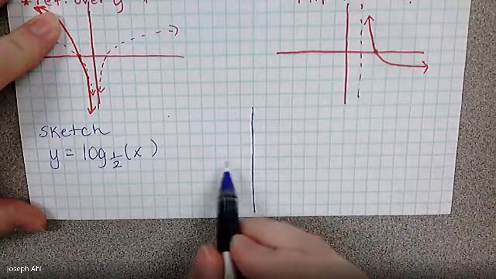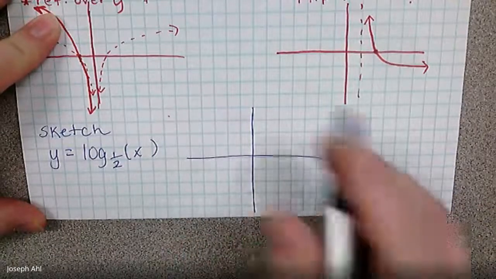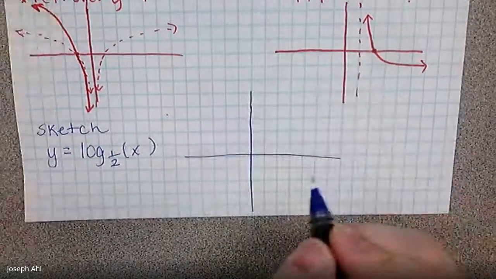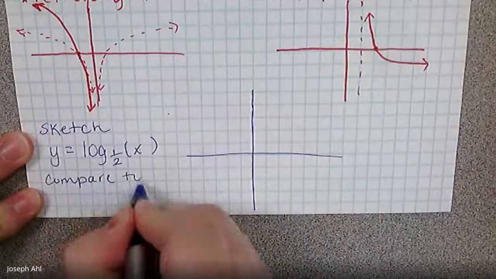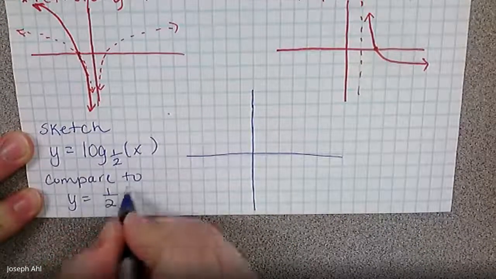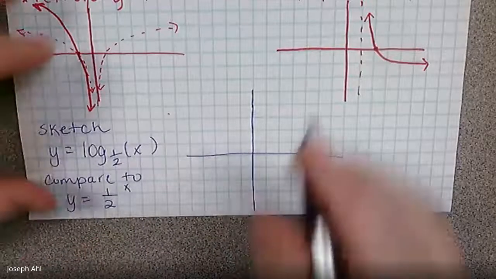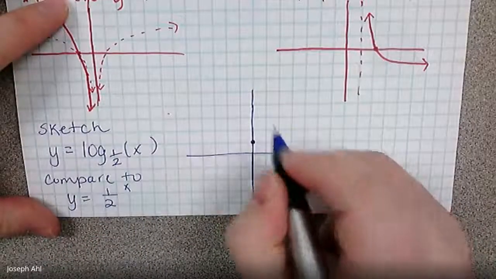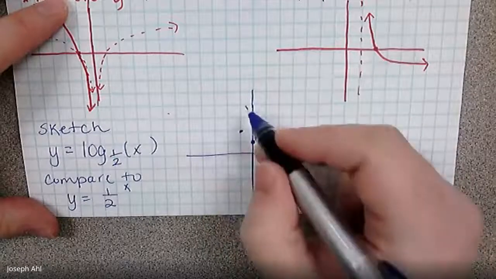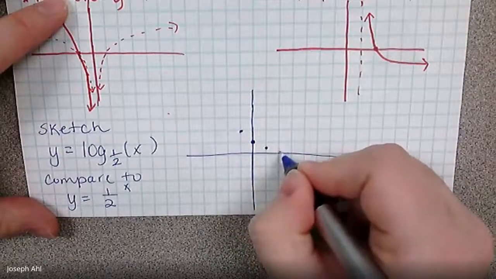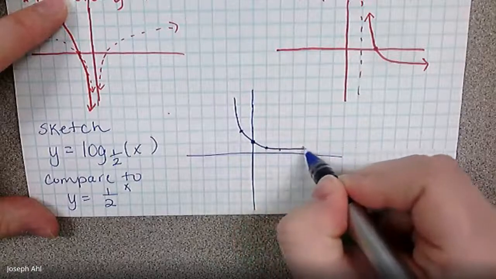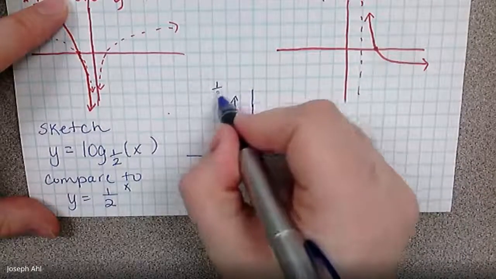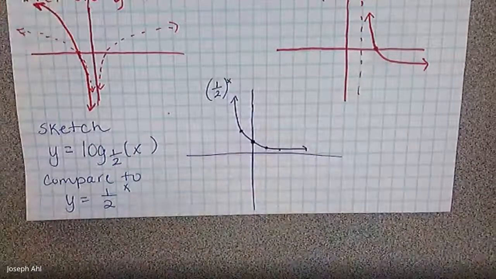So what I'm going to do to help myself out here in terms of thinking about what the sketch looks like is I'm going to sketch 1/2 to the x. So let's compare it to its inverse, which is y equals 1/2 to the x power. So that would be an exponential function that is decreasing or decaying as time goes on. So here's 1/2 to the x power.